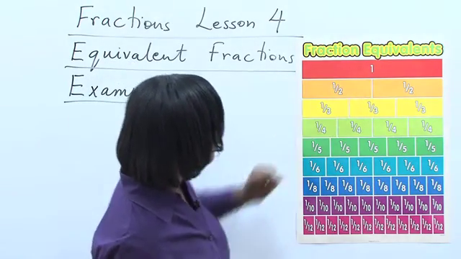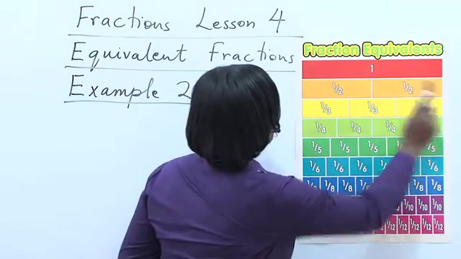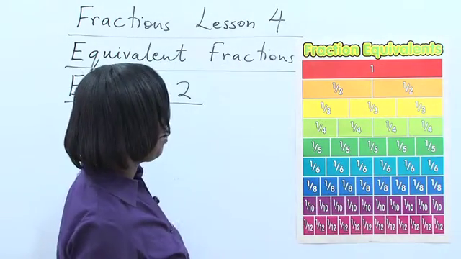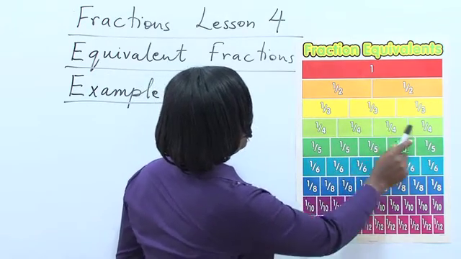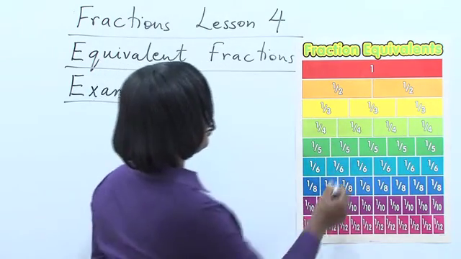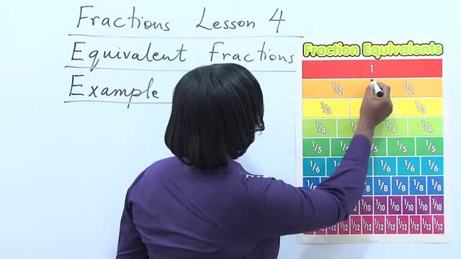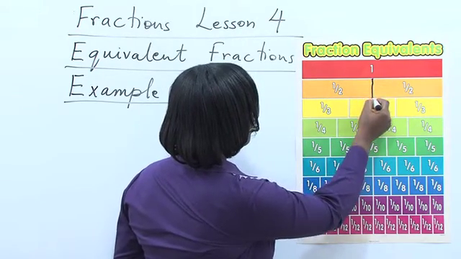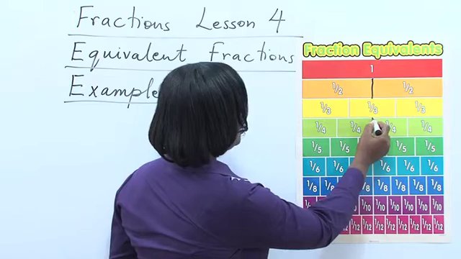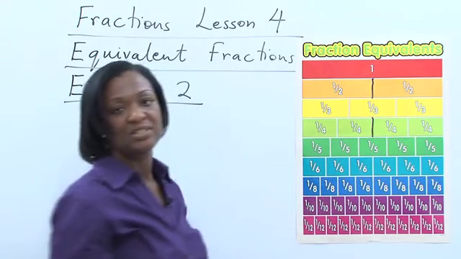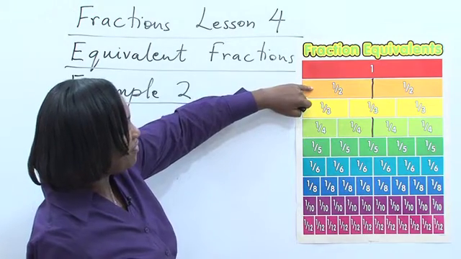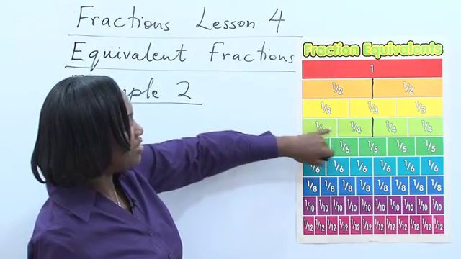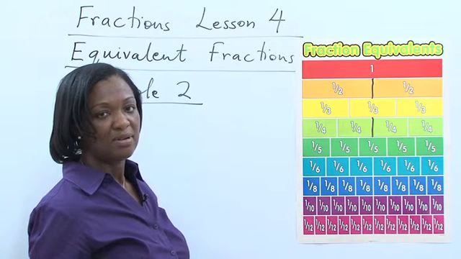A half and another half. A quarter, a quarter, a quarter, and a quarter. Take a look at this. This half ends at the same place with 2/4. That tells us that 1/2 is equivalent to 2/4. Can you see that?